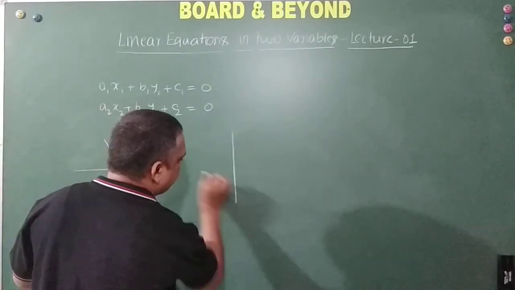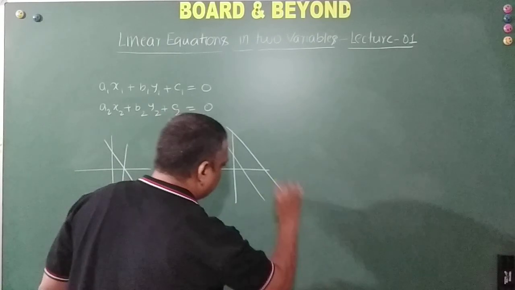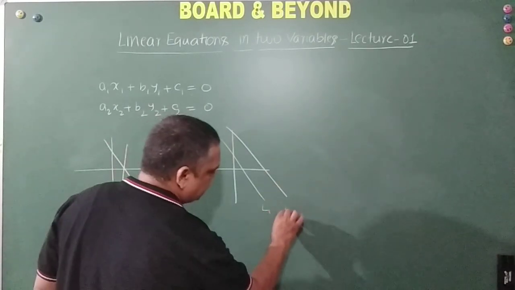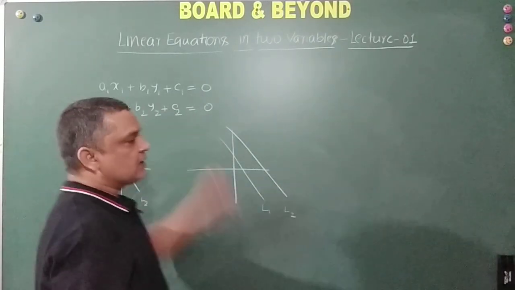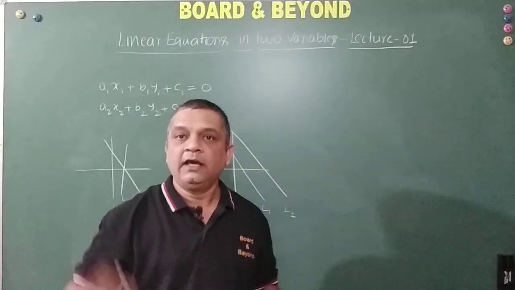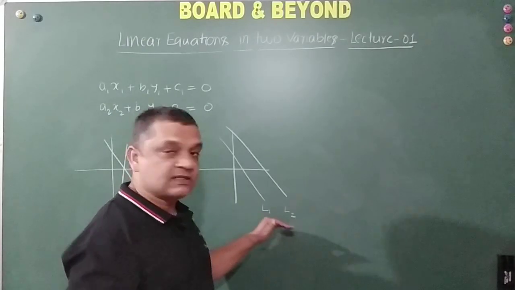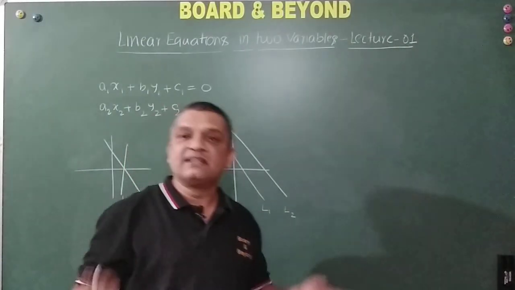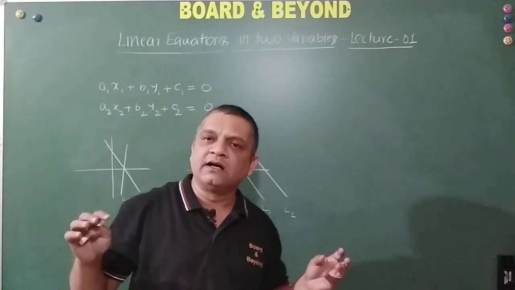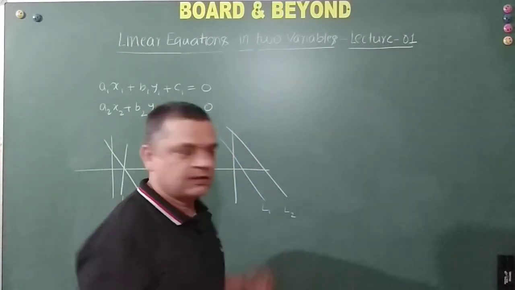Another case which can arise is you draw one line and you draw another line. This is L1 and this is L2. Both lines are going parallel to each other and are not meeting at all. In that situation we say that these two linear equations are inconsistent, in the sense that they don't have a common solution at all because they are not crossing each other, right, friends?